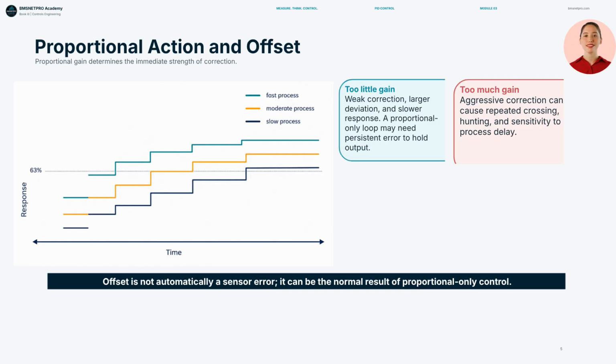Proportional action creates an output change in proportion to present error. More gain gives a stronger immediate correction. Too little gain leaves large deviation and sluggish response. Too much gain can create repeated crossing and oscillation, especially when the process has delay. With proportional-only control, some steady error may remain because that error is what holds the output at the required value.